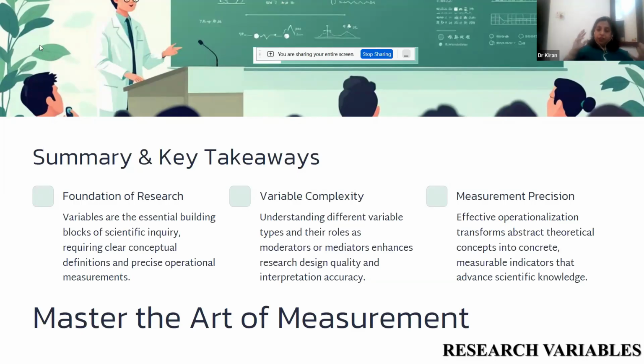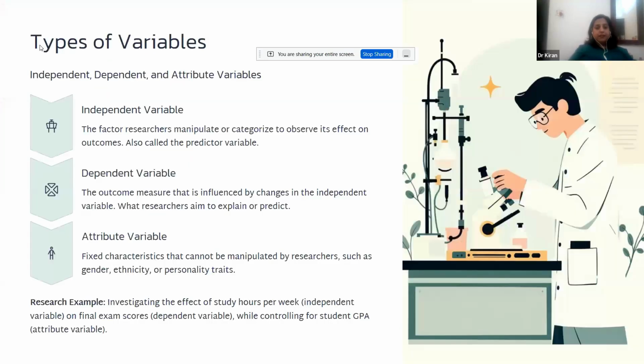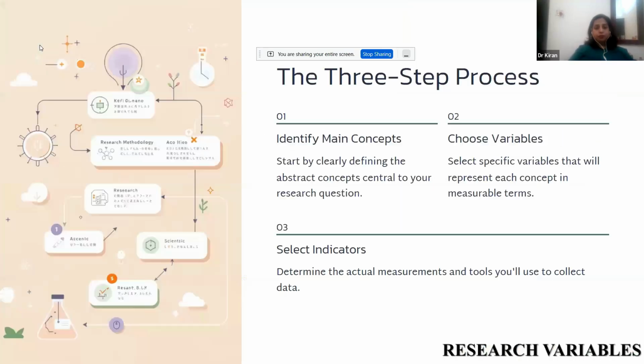And measurement precision is about transforming your abstract theoretical concepts into concrete measurable indicators, which can actually advance scientific knowledge. So this is all from my side, and just a recap for you all, so that the Excel part will become clear for you.